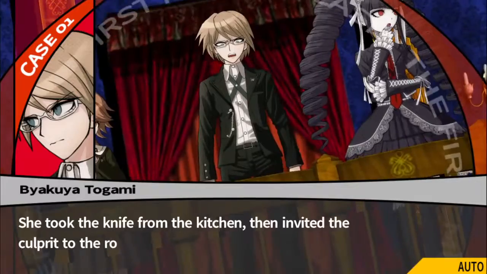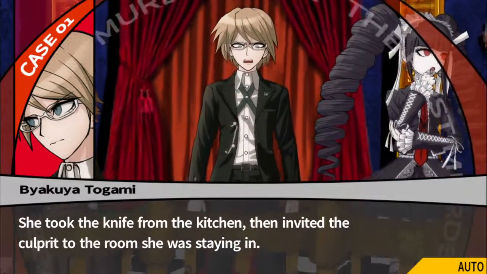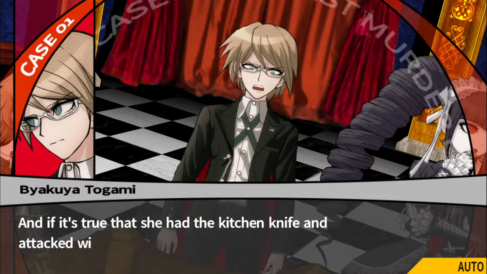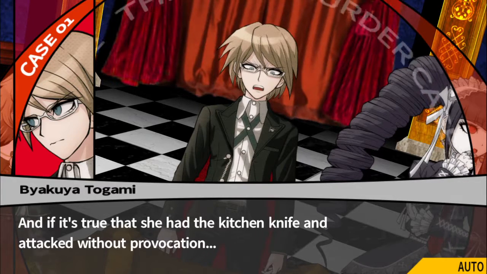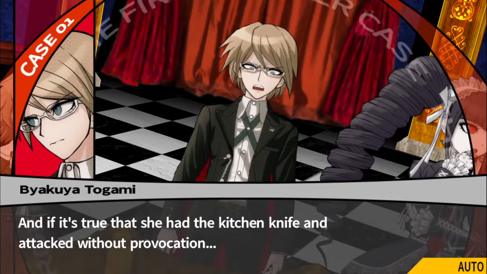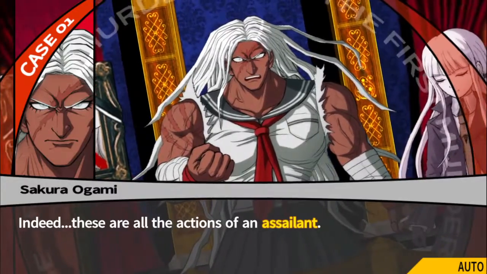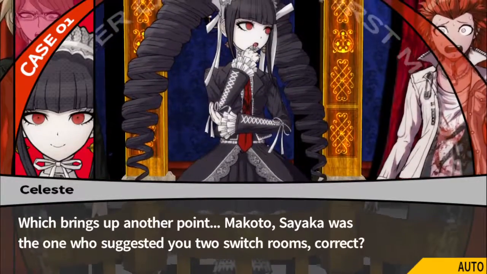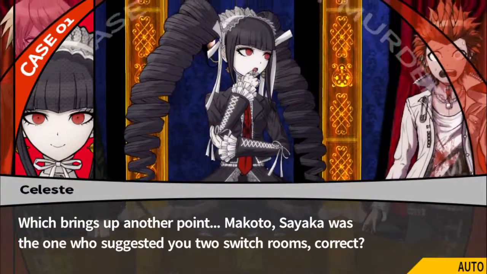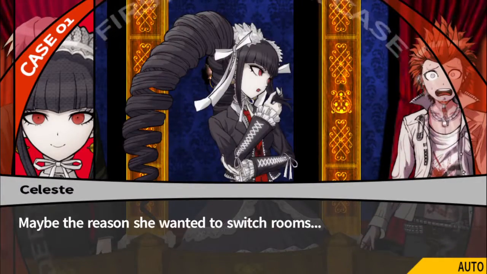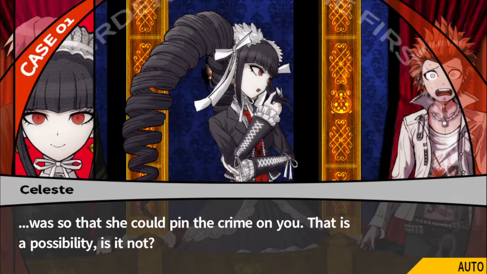She took the knife from the kitchen, then invited the culprit to the room she was staying in. And if it's true that she had the kitchen knife and attacked without provocation... Indeed. These are all the actions of an assailant. Which brings up another point. Makoto, Sayaka was the one who suggested you two switch rooms, correct? Maybe the reason she wanted to switch rooms was so that she could pin the crime on you. That is a possibility, is it not?